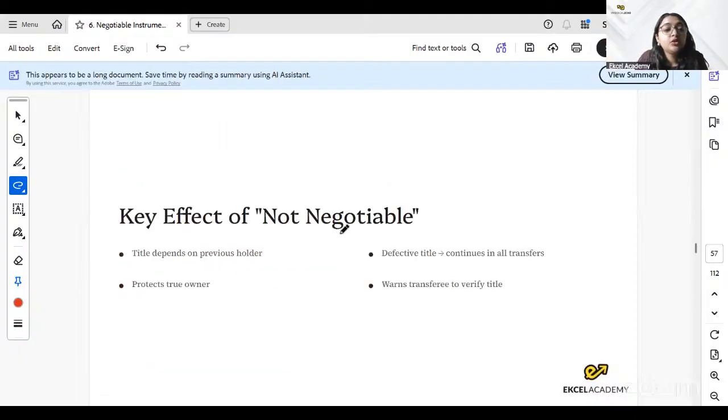The key effect of not negotiable: title depends on the previous holder. If a previous holder had good title, the transferee will also have good title. If the previous holder did not have title, the transferee will also not get title. So your defective title will continue in all of your transfers. It protects the true owner.